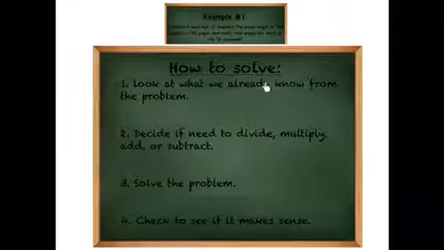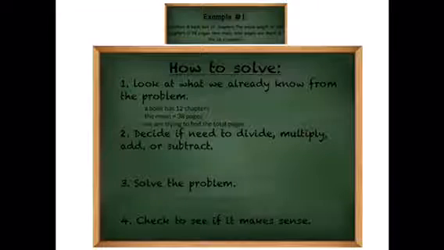Step number 1 is to look at what we already know from the problem. What do we already know? We know that a book has 12 chapters. We also know the mean equals 38 pages. And we know that we are trying to find the total pages in all chapters.